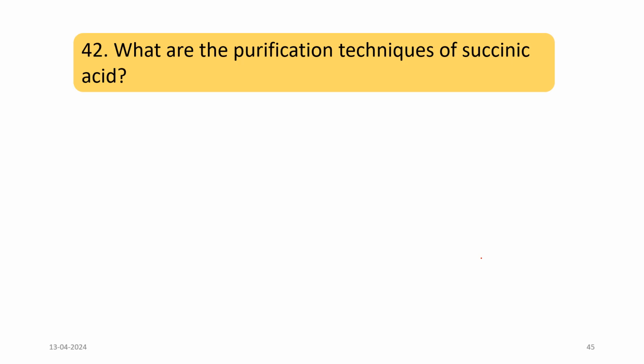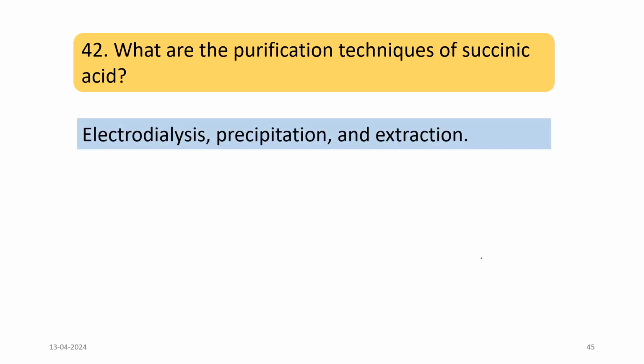Okay. Next question. What are the purification techniques of succinic acid? The answers are electrodialysis, precipitation, and extraction. So succinic acid can be purified in this way: electrodialysis, precipitation, and extraction.